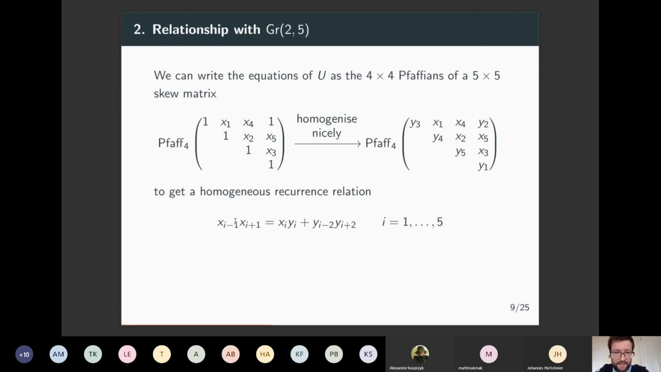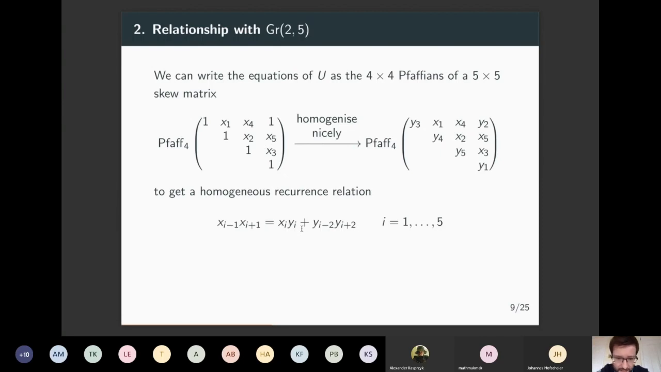And I end up with this very nice homogeneous recurrence relation at the bottom here. So it's a recurrence relation in the xi's and these yi's. If you know what a frozen coefficient in a cluster algebra is, that's essentially what they are. And so instead of thinking of the original recurrence relation, which was just xi minus 1 times xi plus 1 is equal to xi plus 1, I could introduce these 5 variables, yi minus 2 and yi plus 2, and I'd have this nice homogeneous recurrence relation here.